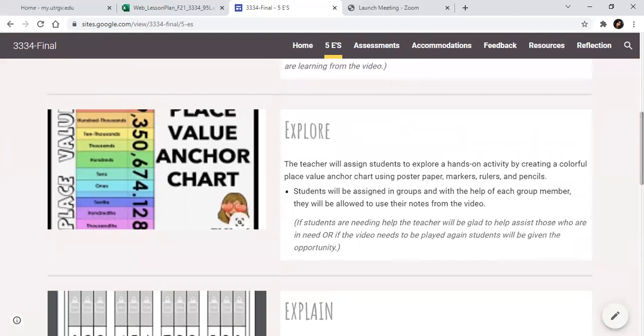Okay, for Explore, the teacher will assign students to explore a hands-on activity, which is creating a colorful place value anchor chart using poster paper, markers, rulers, and pencils. The students will be assigned in groups and they will help each other through peer interaction, based on the notes they wrote from the video.